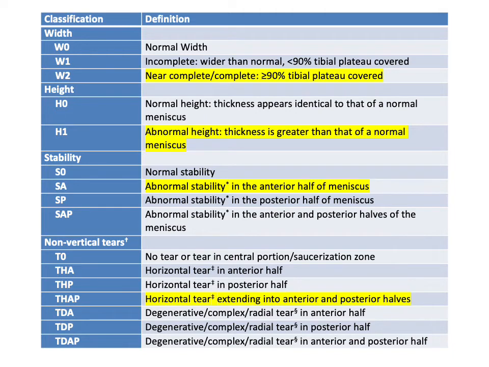Abnormal stability was present in the anterior half of the meniscus. This was especially demonstrated when viewing from the anteromedial portal while probing directly from the lateral portal. After the initiation of saucerization, horizontal tearing was also demonstrated that extended into the anterior and posterior halves of the meniscus.